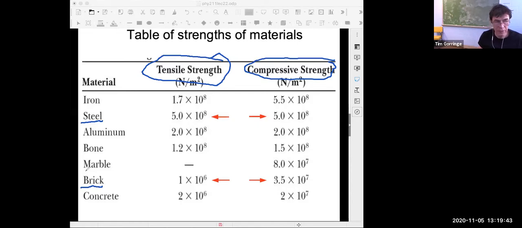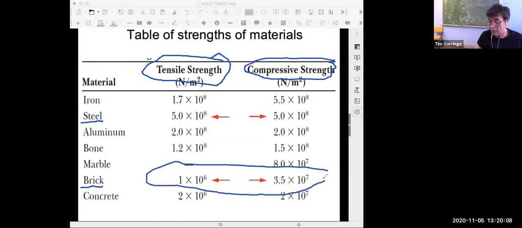We might typically use brick if we build a house. We would use steel if we build a skyscraper. And one of the reasons for that has to do with the strengths of these materials under which they will break. And you'll notice one thing about brick here, that it's pretty strong under compression, which is what you want because you're putting brick on top of brick on top of brick.